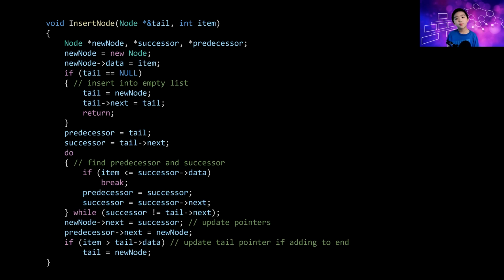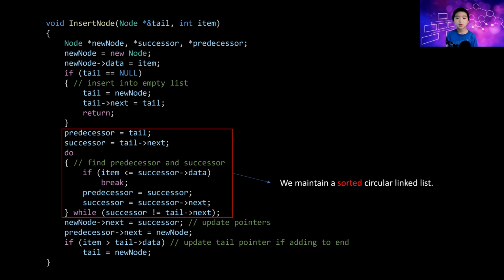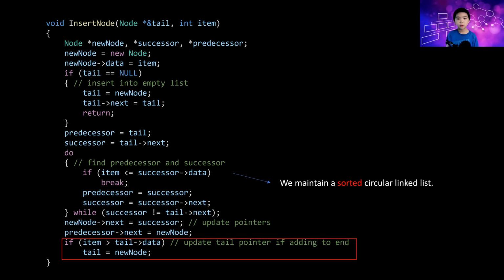Here's the sample code for the insert node function. We pass in the tail pointer as a reference, because the function may need to update it. First, we have the code for the empty list scenario. Second, we find the predecessor and the successor, assuming we maintain a sorted list. Here are the actual insert operations. Last of all, we update the tail if necessary.